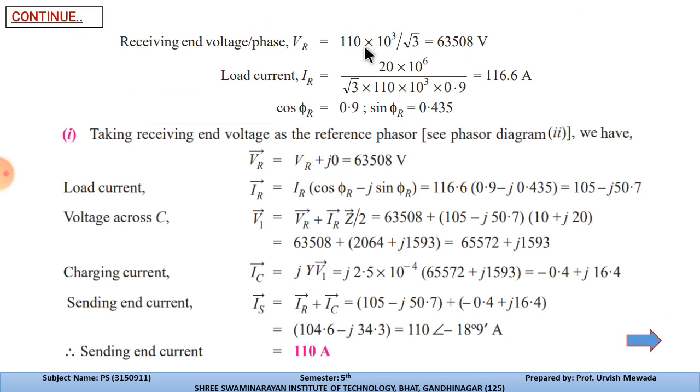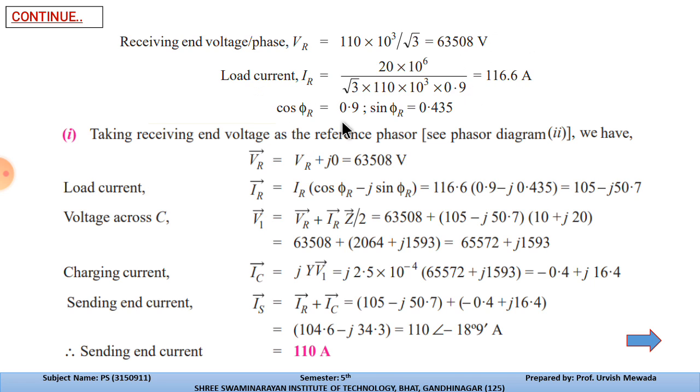So the receiving end voltage per phase is 110 into 10 raised to 3, divided by root 3, so that will become 63,508 volt. Now the load current from the equation P is equal to root 3 VR IR cos phi r. We have the value of power, 20 into 10 raised to 6, and root 3 into VR, which is 110 into 10 raised to 3, and the cos phi r is 0.9. So from that we can determine the value of IR, that is 116.6.